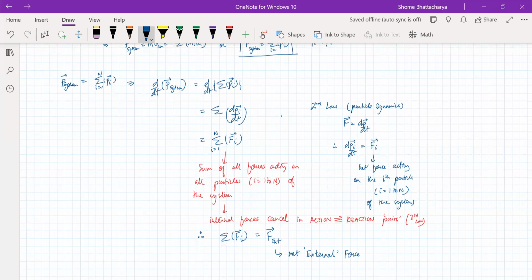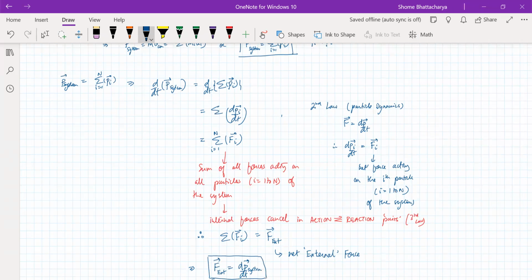So it's basically the vector sum of all external forces acting on the system. Now connecting these statements, we can see that the net external force acting on a system is equal to the rate of change of its momentum. This is a slightly modified version of Newton's second law, now applied to a system of particles instead of an individual particle.